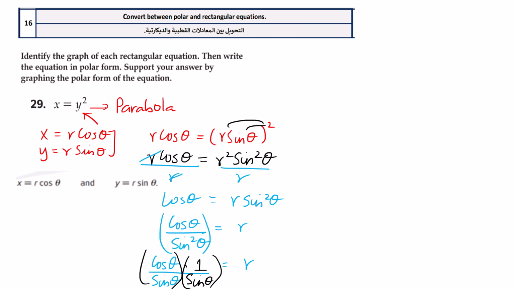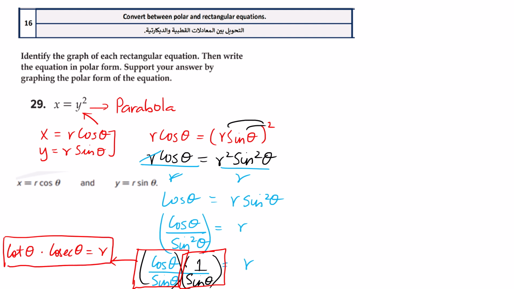So now if you see, this is multiplication of two terms. One is this cos divided by sine. So I can replace this using knowledge of term 2 trigonometry. Cos divided by sine is the quotient identity, converted to cot, and 1 over sine means reciprocal of sine, which is cosecant. So this is my final polar equation.